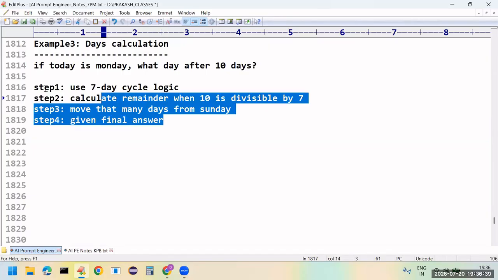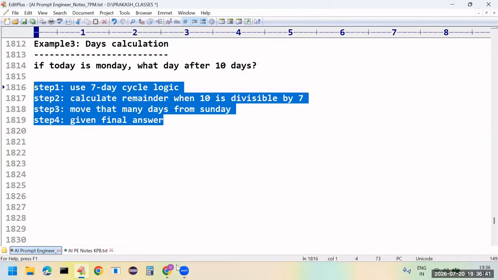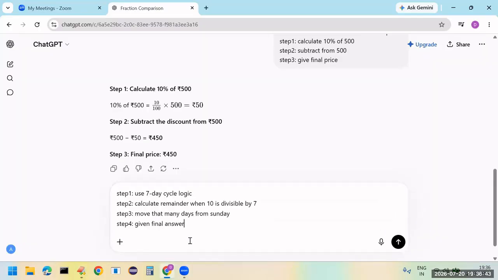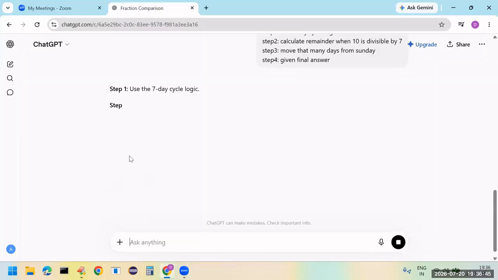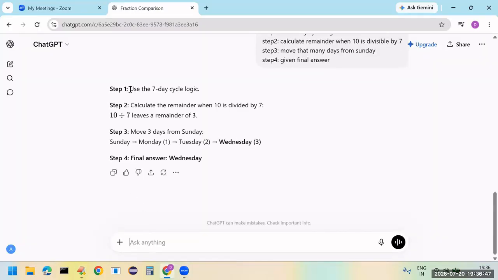Now let me cross check. Use 7 days logic cycle. Calculate the remainder. Sir, remainder is 3. Move 3 days from Sunday. Sunday, next, 1 day if you move, Monday. 1 day, Tuesday. 1 day, that is 3 days. Final answer is Wednesday. Sir, if today is Monday, right?